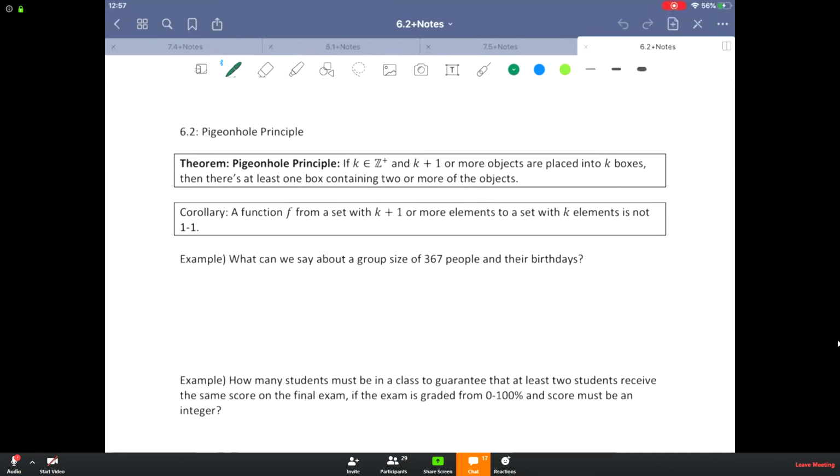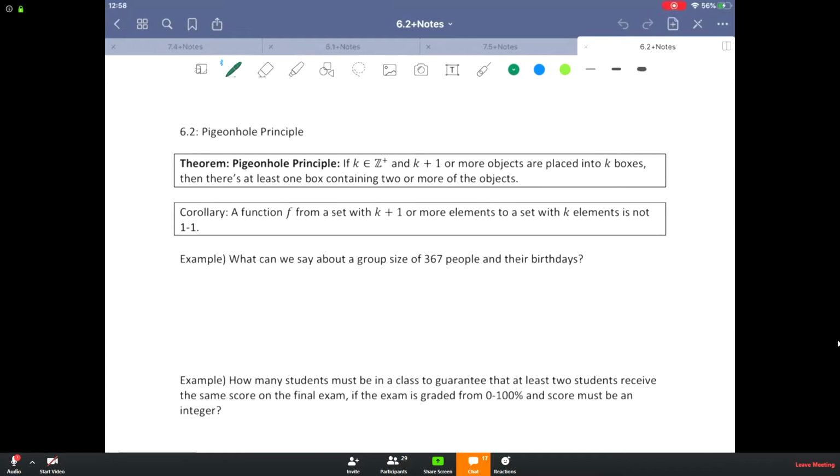It's like, at least 2 people have the same birthday. So that's all the pigeonhole principle says. The birthday one is the example that Misael's talking about.